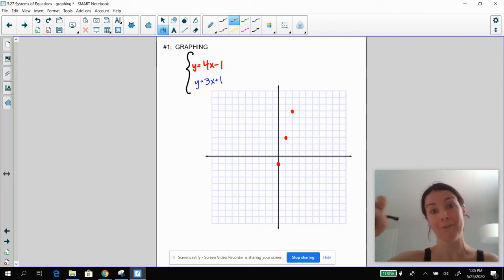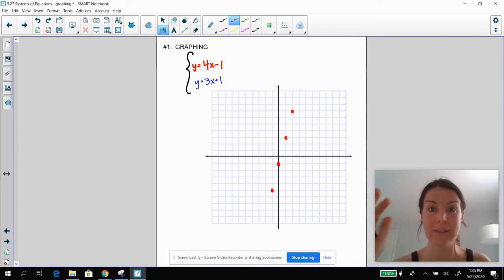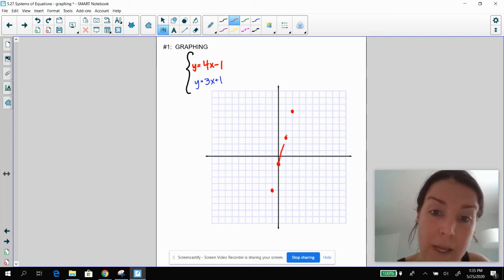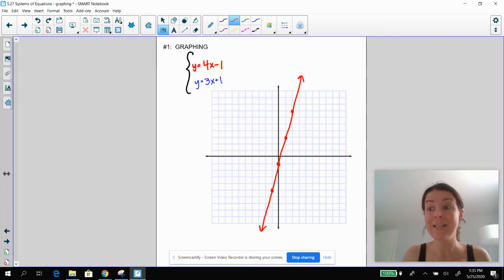So I rose and I ran, and then I'm going to flip and go down 1, 2, 3, 4 over 1. I'm just going to do that so that I can have a better sense of what this looks like. And again, if you use the line tool or if you're writing this by hand, get a straight edge or something, you can do better than I'm doing.